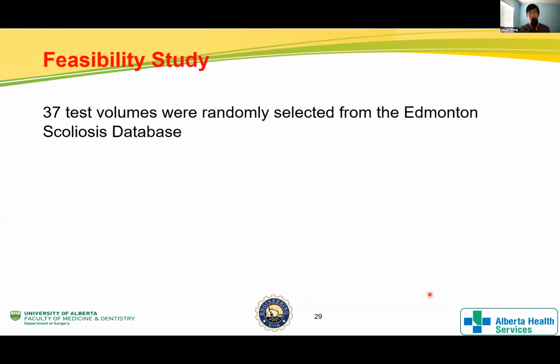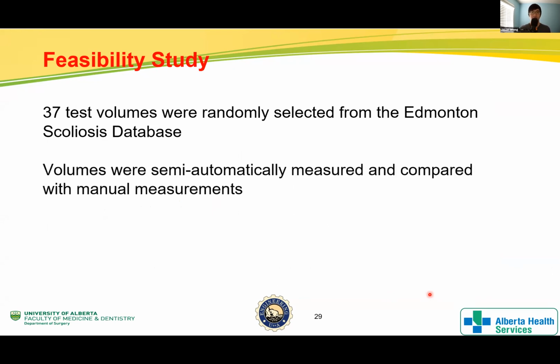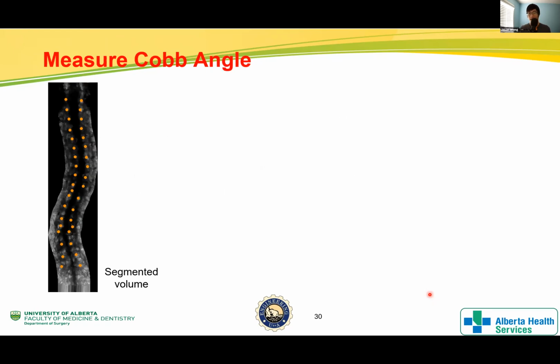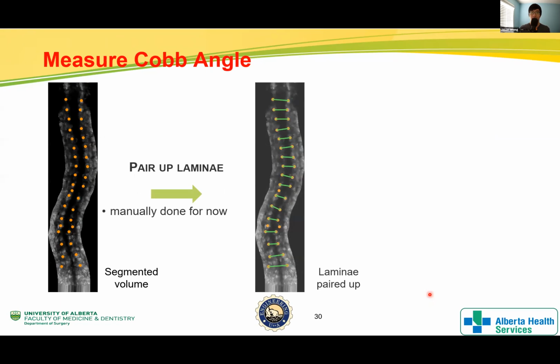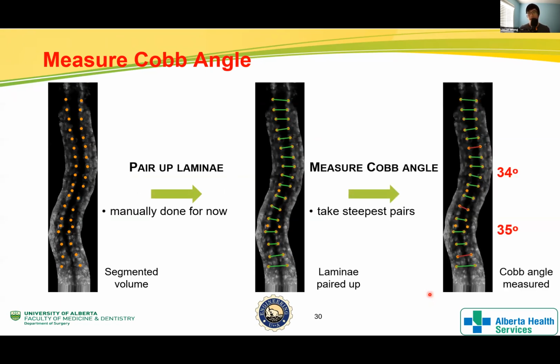And so we conducted a feasibility study to really investigate whether it's sufficient for ultrasound measurement automation. What we did is we selected 37 test volumes from our local database, and then we semi-automatically measured them and compared them with manual measurements that experienced observers made on the same ultrasound volumes. And that semi-automatic procedure consisted of getting our network outputs and then pairing them up manually and then doing that same angle measurement that I talked about before.